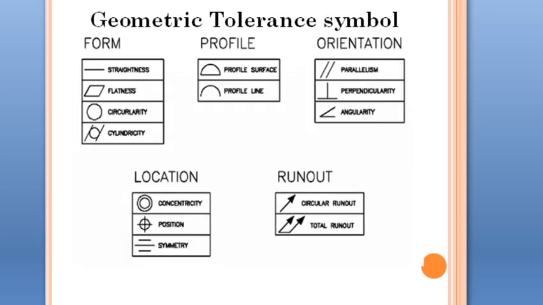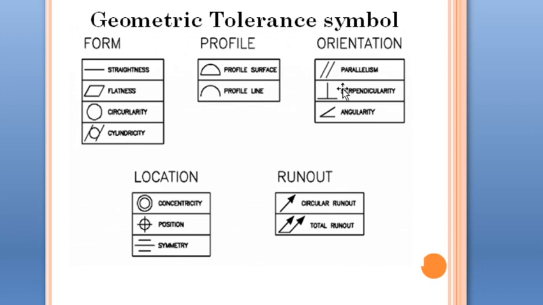These are the symbols used for geometric tolerances. These four are form: straightness, flatness, circularity, cylindricity. For profile marking, it's a semicircle. This one is profile of a line. The semicircle represents the profile of a surface. Here the line is missed, which indicates the profile of a line.